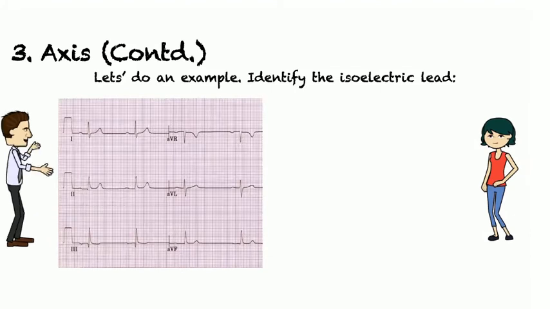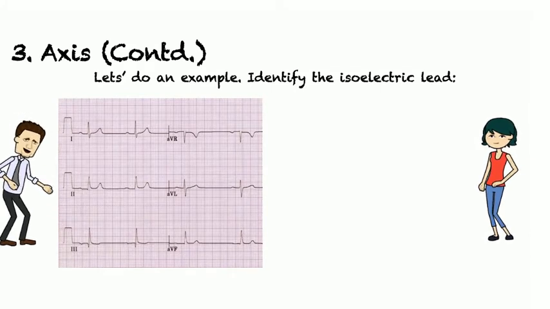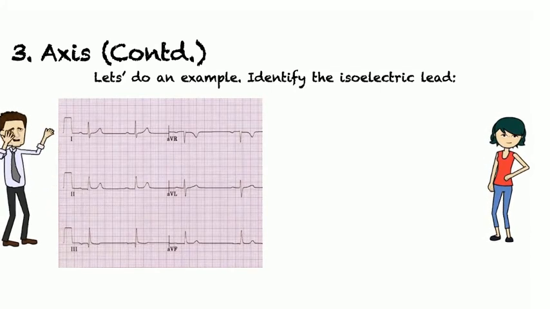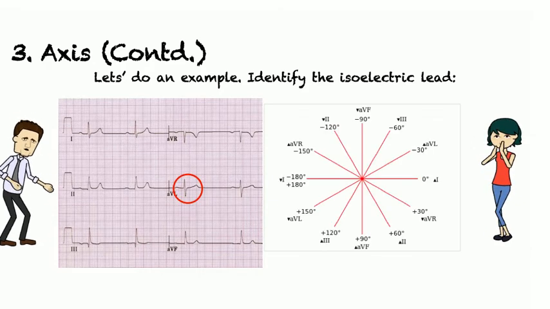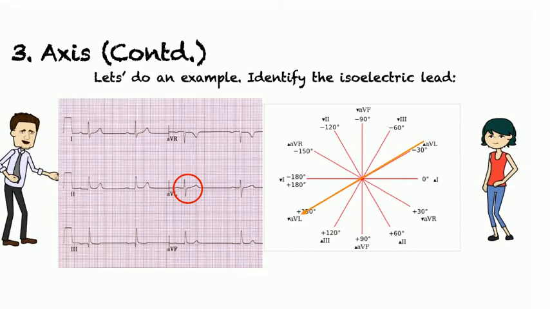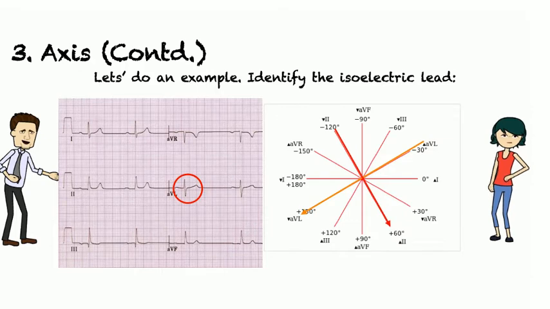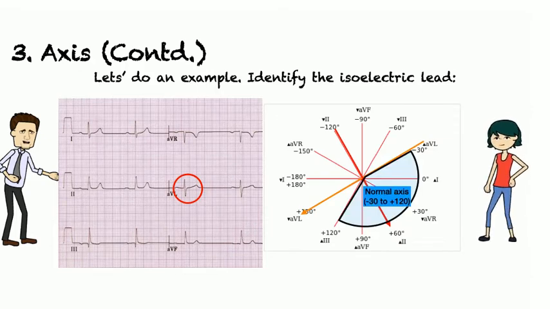Let's do an example. Can you identify the isoelectric lead? AVL? Correct. So, let's see where it stands in the vector diagram. Now the perpendicular lead is lead 2, which lies in the region of normal axis. Hence, this ECG has normal axis.